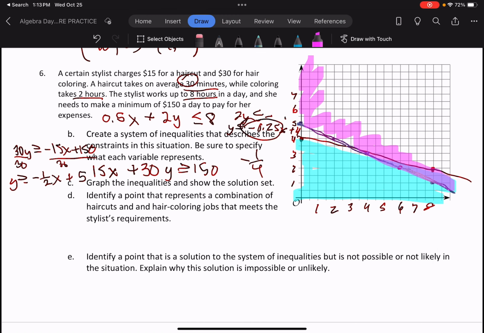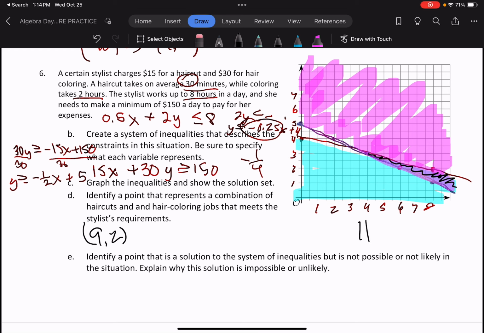Now notice again, that tiny little sliver is what actually fits both of these constraints. So this little sliver right there is what we're looking at. It says identify a point that represents a combination of haircuts and coloring jobs that meets the requirements. So if we look here, for example, looking at possibly like 9, 2 would work.